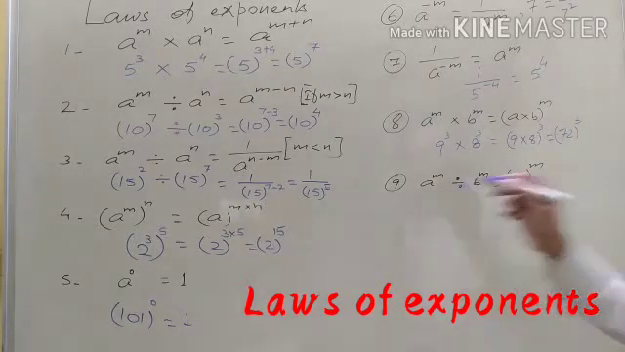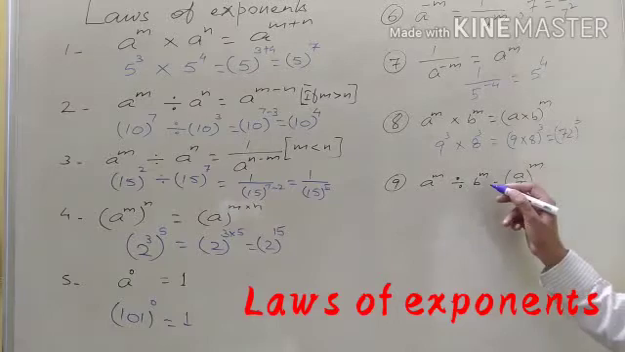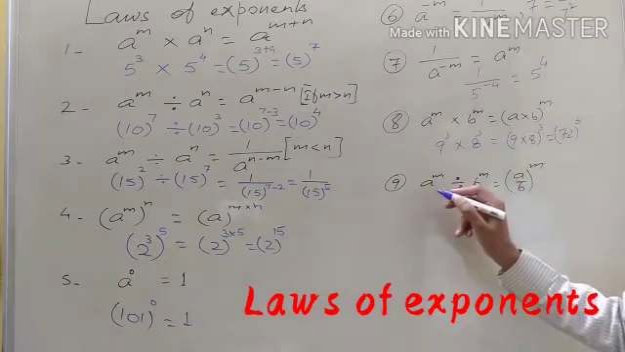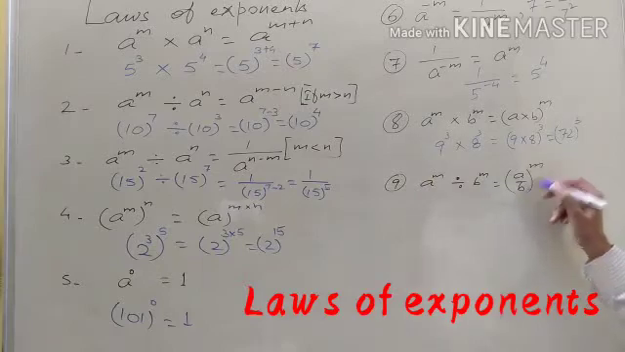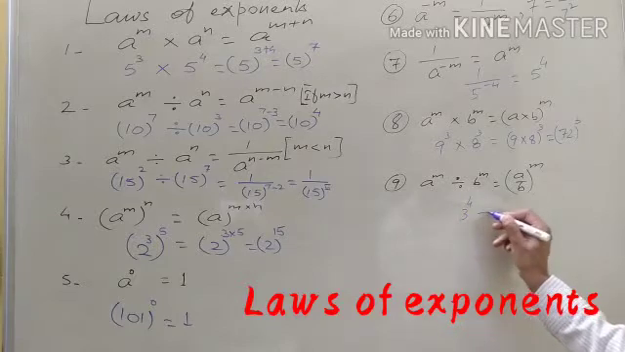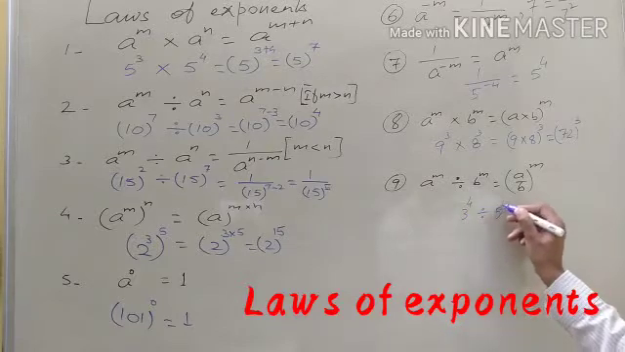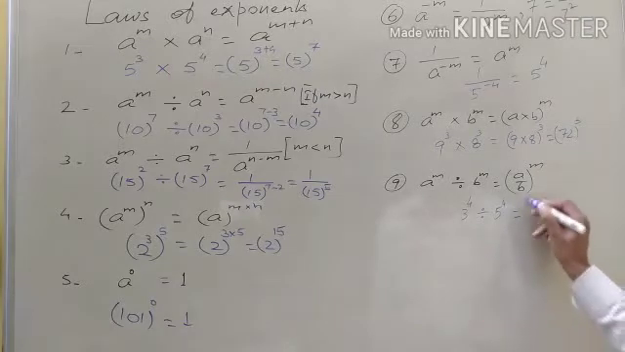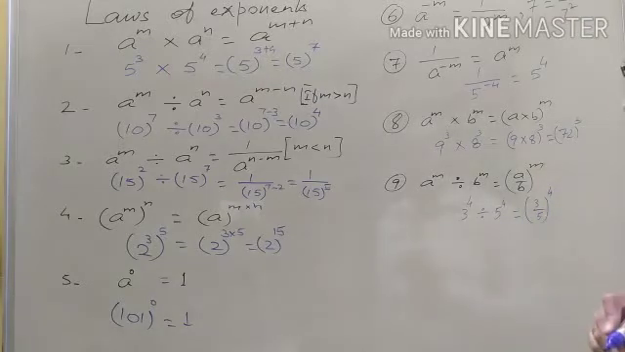And another one, a to the power n divided by b to the power n. Again the powers are the same, base is different. So it is a upon b to the power n. So if we consider 3 to the power 4 divided by 5 to the power 4, this becomes 3 upon 5 to the power 4.